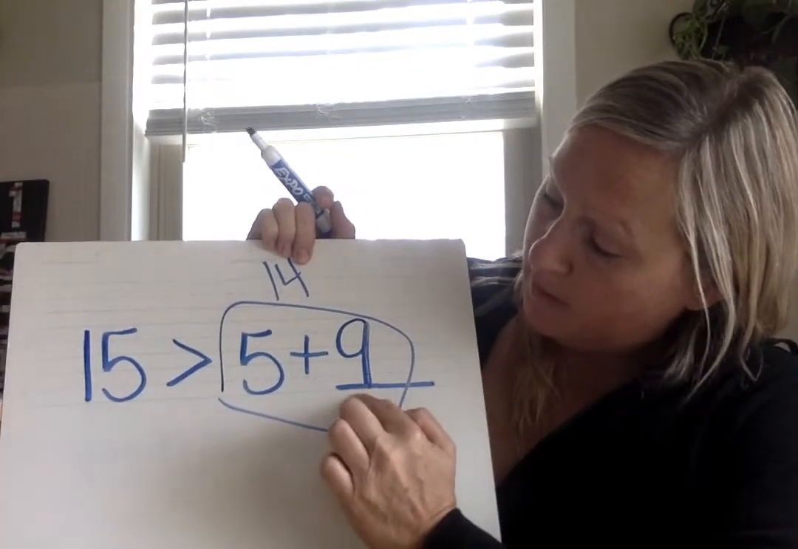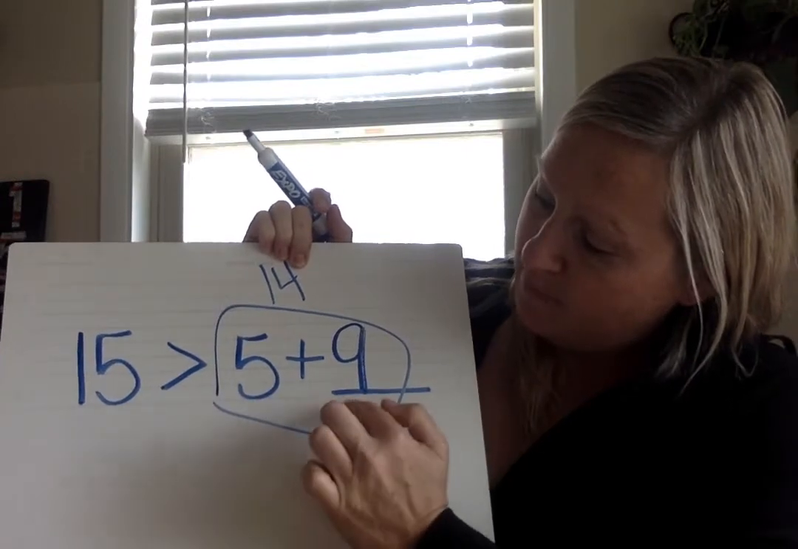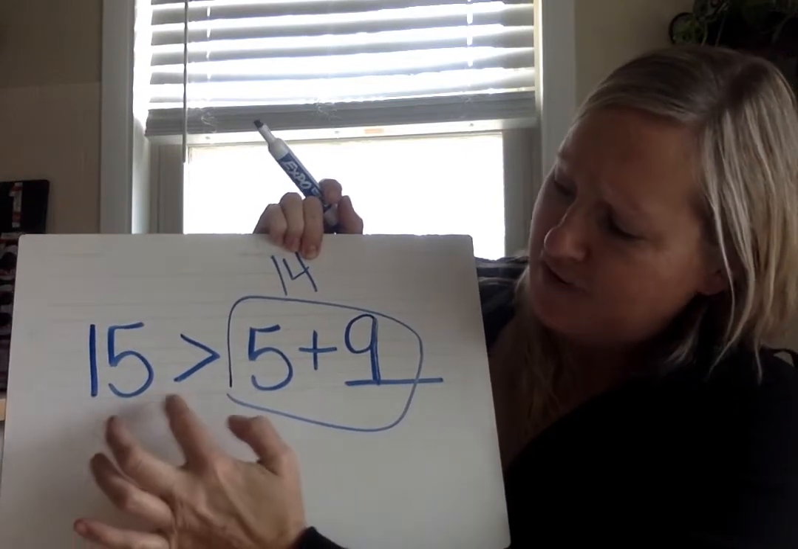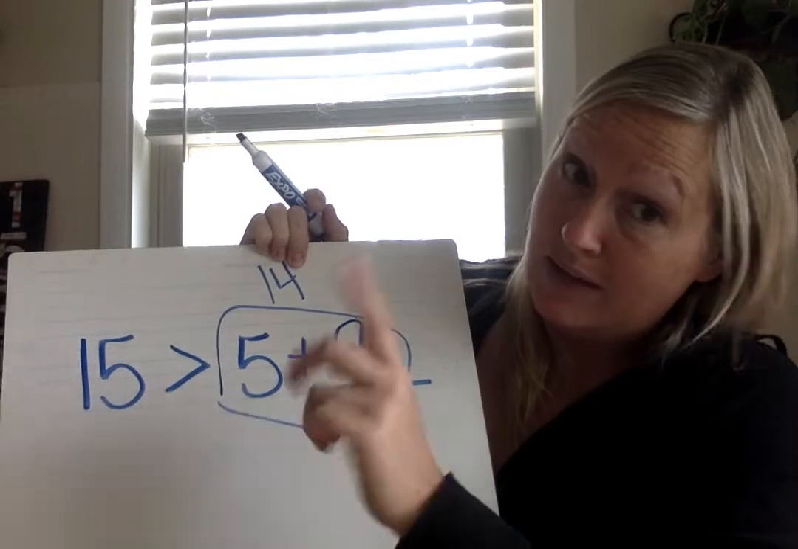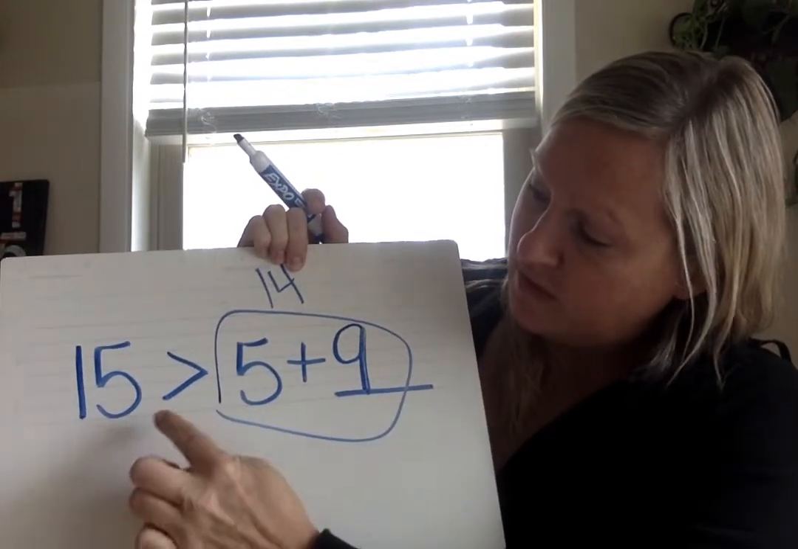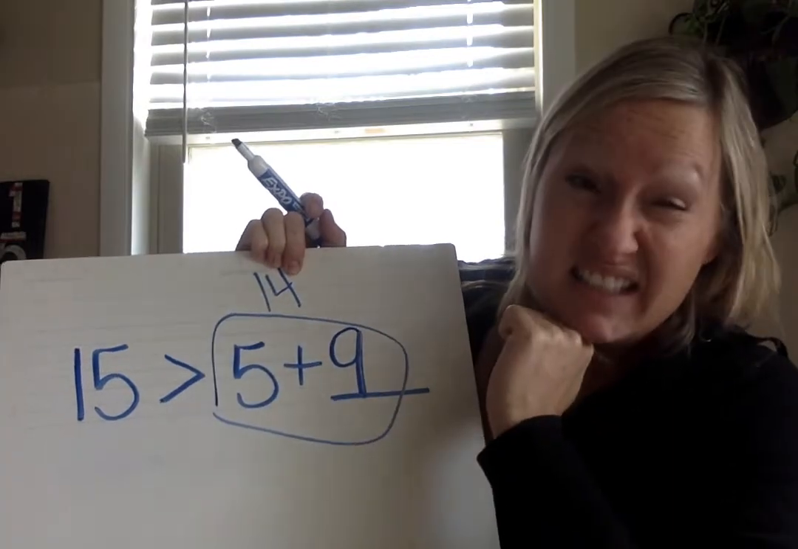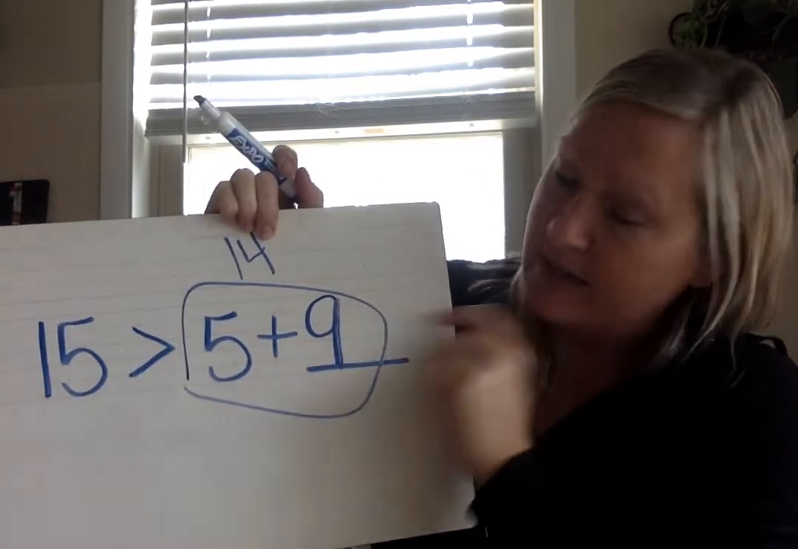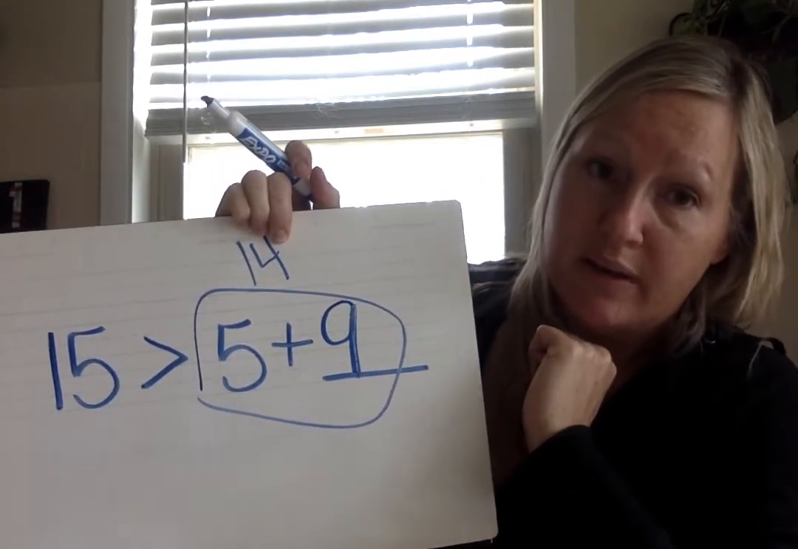Now, if you went bigger and went 10, 5 plus 10 is 15. Is 15 greater than 15? No, that's equal. If I did 11, got even bigger. 15 is greater than 16? Nope. So 9 is the biggest number you could put in there and still have it true. Okay, we'll do one more that's like your IPS practice.